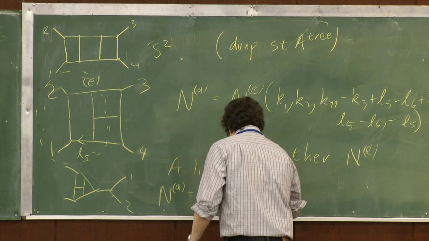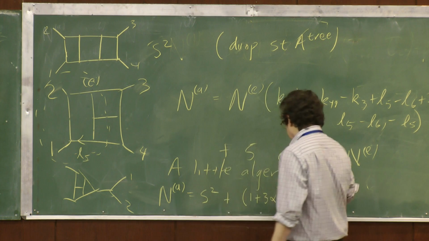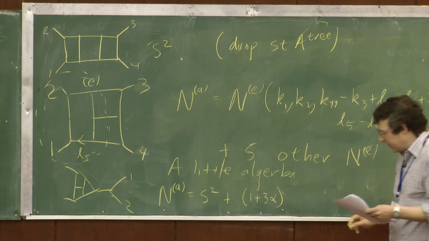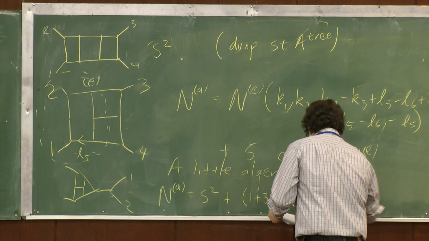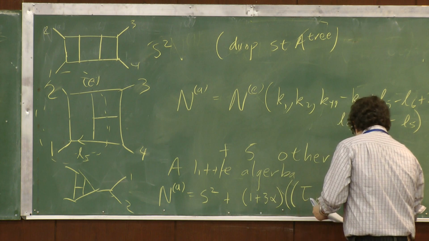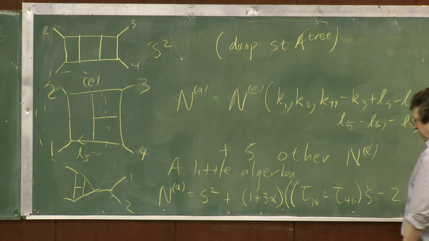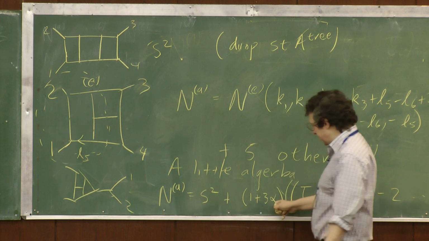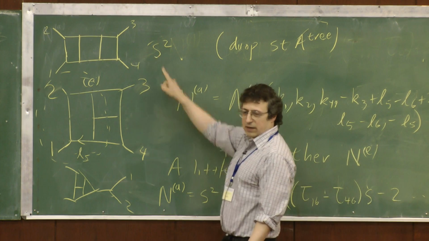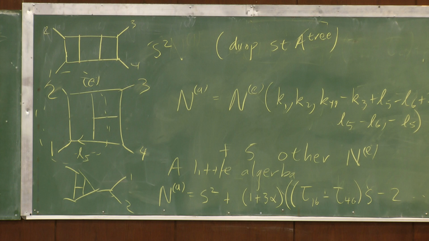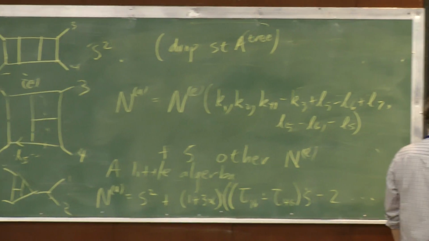Plus 1 plus 3 alpha. Alpha was the only parameter left in my problem. And then you get things like tau 1, 6, tau 4, 6, S minus 2, etc. Now, let me look at this thing. There are 2 ways I can tell that all of this stuff, which I'm not going to write down, but it looks basically the same, is 0. One way is I need this to match that, therefore this is 0. Another way I can tell immediately is this carries powers of loop momentum, so it has to be 0.